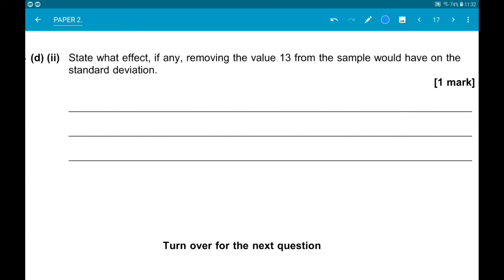State what effect, if any, removing the value of 13 from the sample will have on the standard deviation. Okay, so standard deviation is like the average difference of data from the mean. Because 13 is an outlier, it's a lot further from the mean than it should be, which is making the average difference bigger. So if we remove it from the sample, then the average difference, standard deviation, decreases.